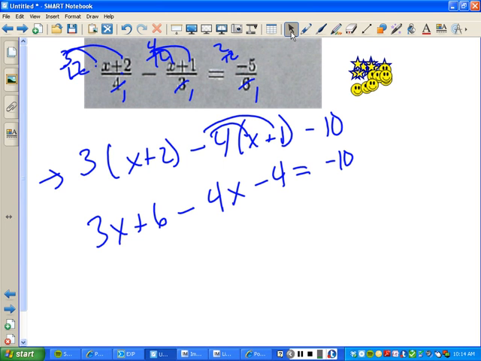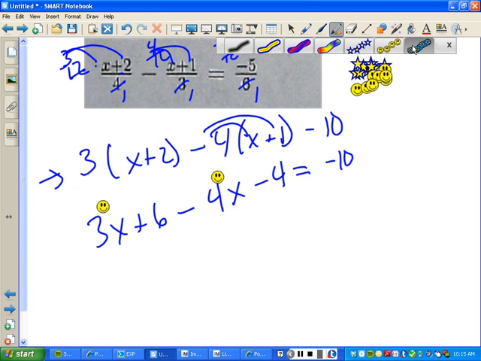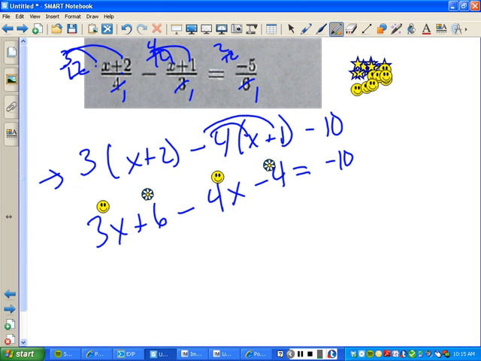Okay. Now from here, combine like terms. 3x minus 4x are the same, so we can bring those together. 6 minus 4 is the same, we can bring those together. Negative x minus 2 equals negative 10. I'm sorry. Negative x plus 2 equals negative 10.